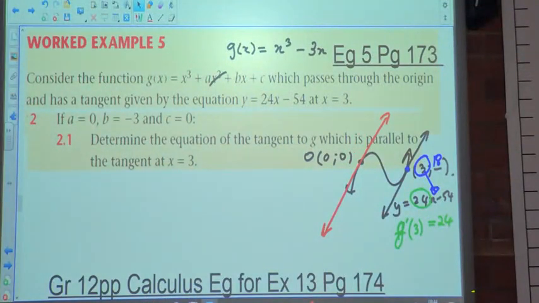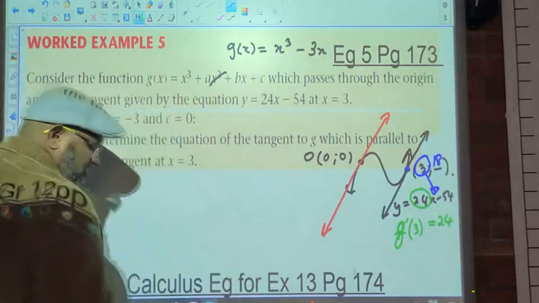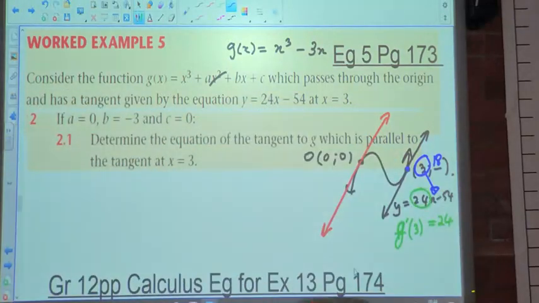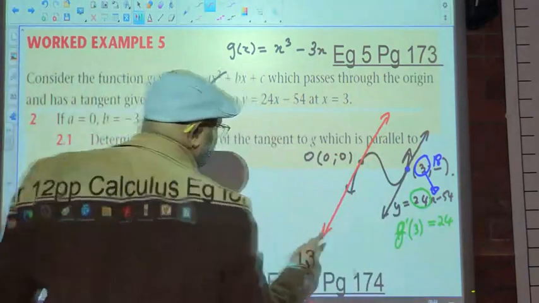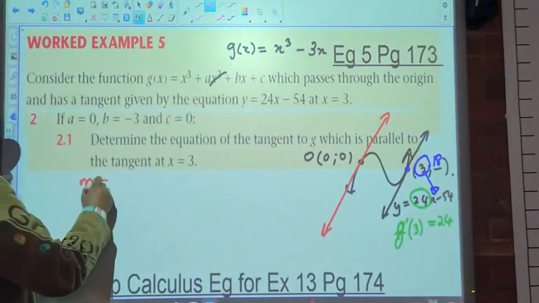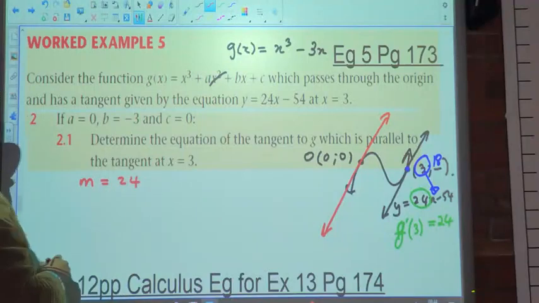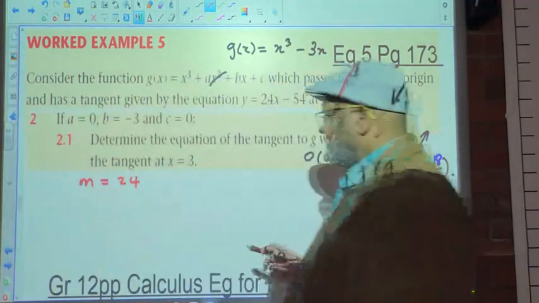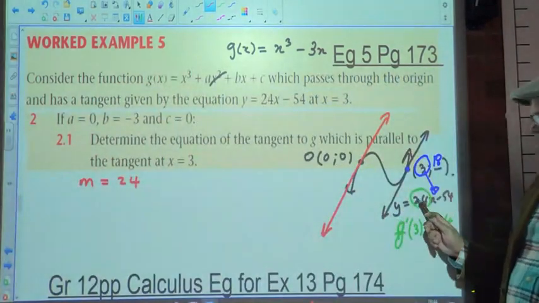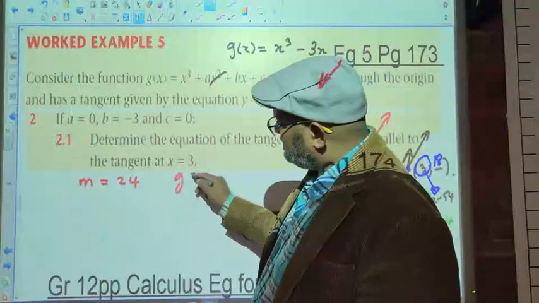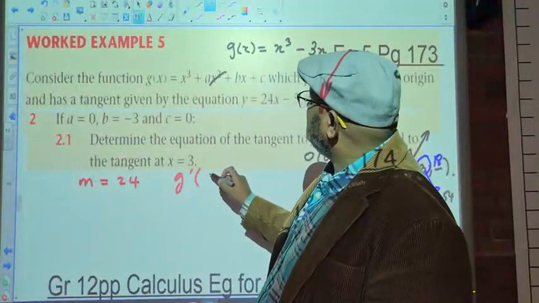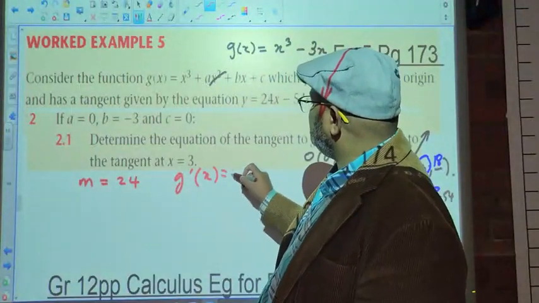Again, if lines are parallel, gradients are equal. So what is the gradient of the first tangent? So the gradient is equal to 24. Not so? But let's take one step back. How do we normally get this? You work out the first derivative, not so? So the first derivative is our general gradient.